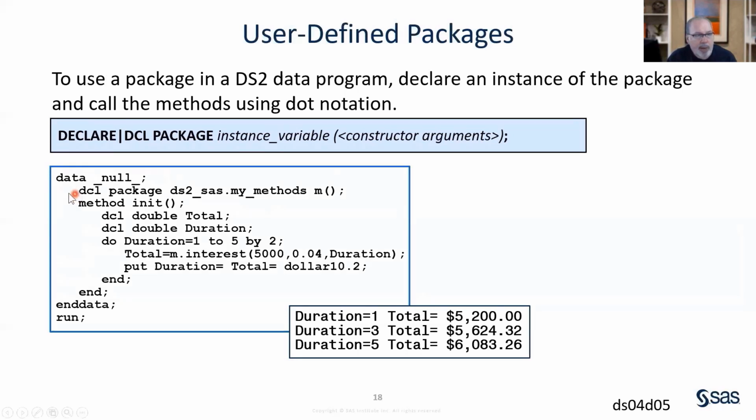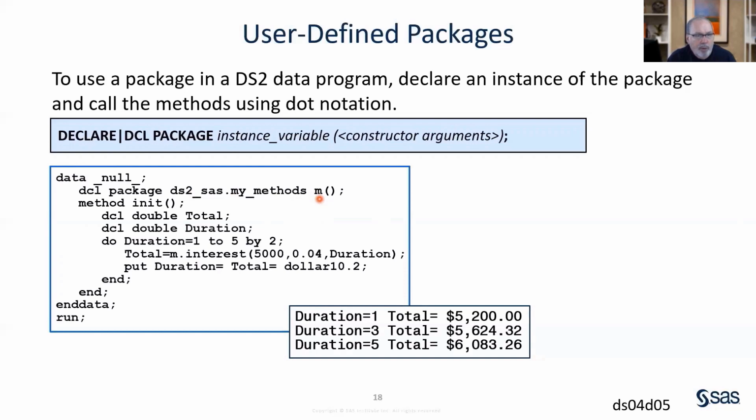So here I have a declare package statement. See, this is the place we stored our package, and we give the instance, or this copy of the package that we're going to use in this data statement, a name. We're calling it M. Now, packages can have constructor arguments. This package has nothing that you have to give it to get ready. And so we just use the open and close parentheses to complete the syntax and make a copy of the package we stored out here ready to use in this data program. And that copy or instance is named M.